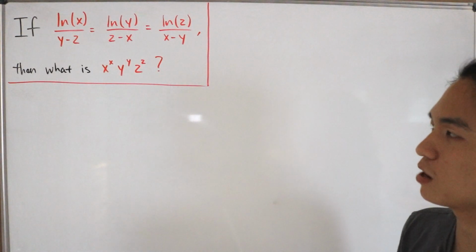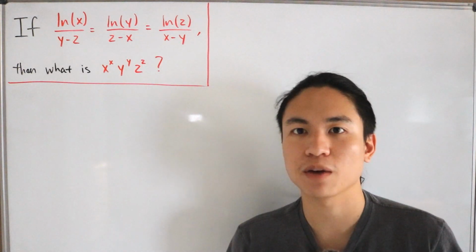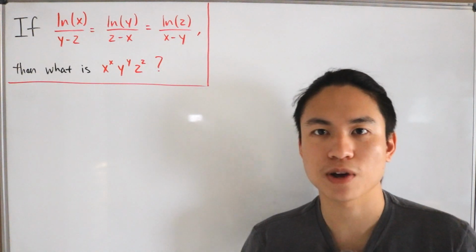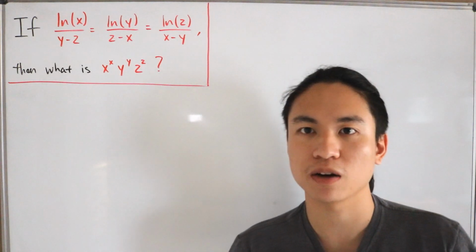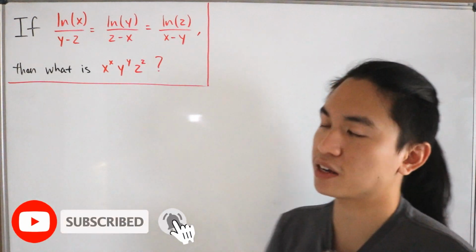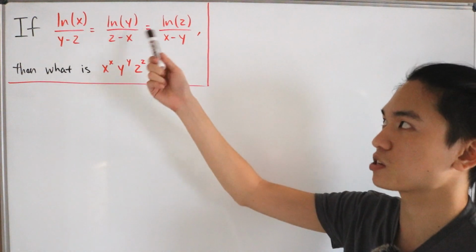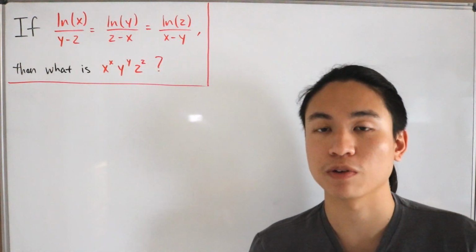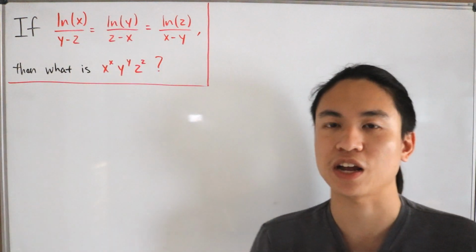So here we have a nice algebra problem that's a short yet interesting one. We have that ln of x divided by y minus z is equal to ln of y divided by z minus x, which is equal to ln of z divided by x minus y. So what is the product of x to the power x times y to the power y times z to the power z? And I should also mention that x, y, z, for our variables, should be strictly greater than 0 for the reals, since we have a natural log function that's strictly increasing.